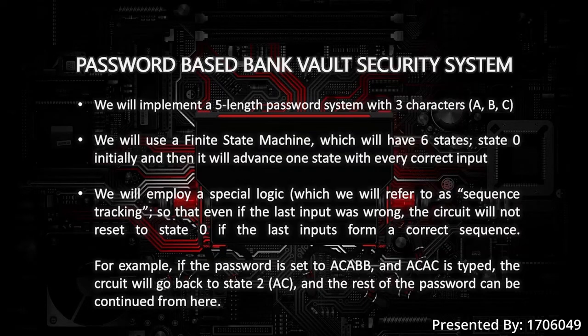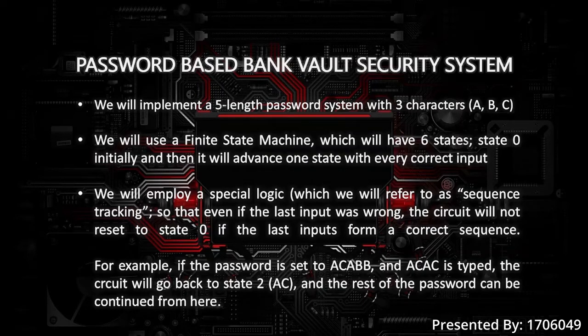Here we will employ a special logic which we will refer to as sequence tracking, so that even if the last input was wrong, the circuit will not reset to state 0 if the last inputs form a correct sequence. For example, if the password is set to ACABB and ACAC is typed, the circuit will go back to state 2 AC, and the rest of the password can be continued from here.